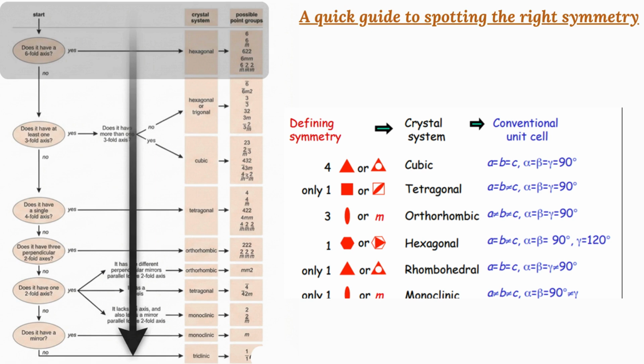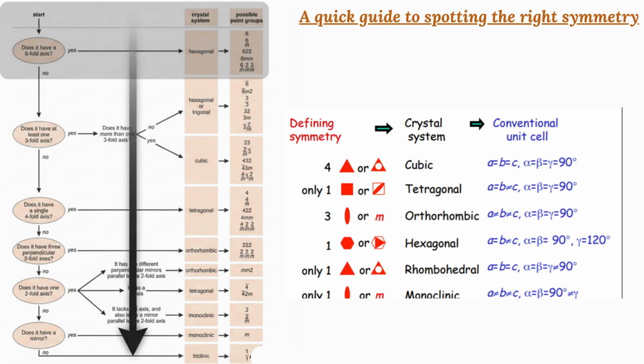Just for a recollection, the defining symmetry for cubic is four threefold axes, and for tetragonal it is only one fourfold axis. Orthorhombic has three twofold axes, or it may have mirror planes, and hexagonal has one sixfold axis. Rhombohedral is only one threefold axis. Monoclinic is only one twofold axis or mirror plane. The triclinic system does not contain any defining symmetry.